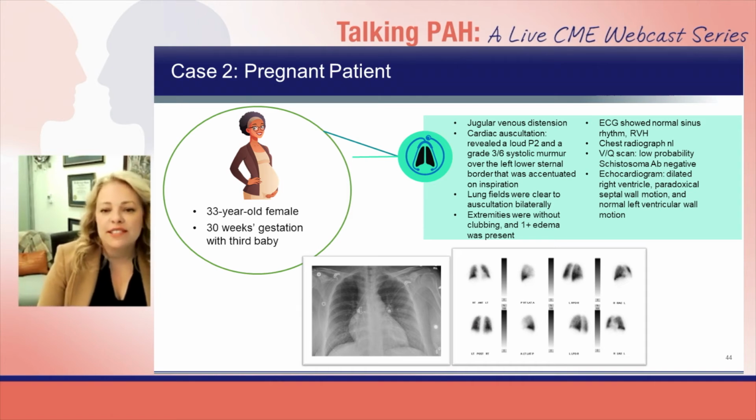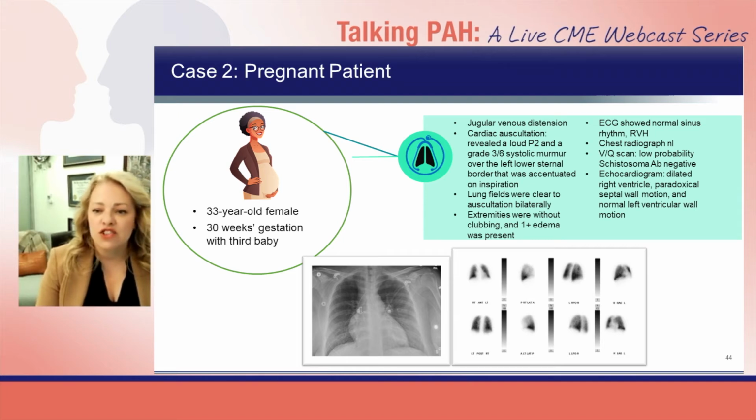So her physical exam: she has jugular venous distension. You can see on exam, she has a very loud pulmonic component of the second heart sound and a grade 3/6 systolic murmur at the left lower sternal border. Her lung fields are clear. She did have 1+ edema in her bilateral lower extremities, and her EKG showed RVH.